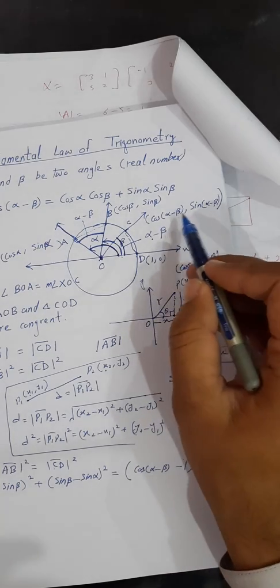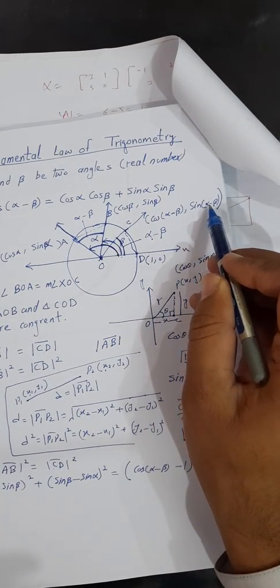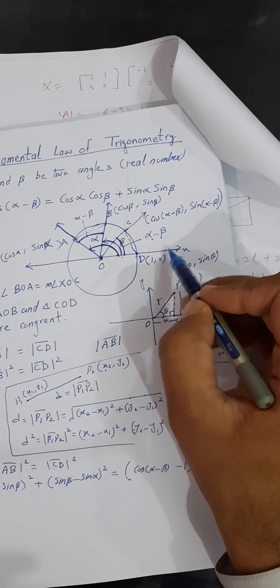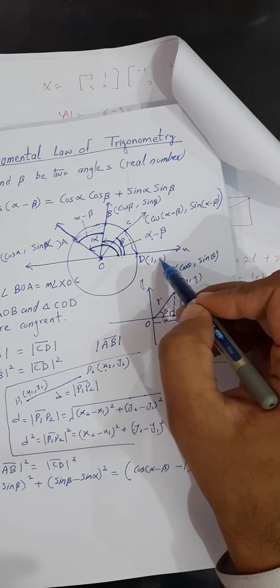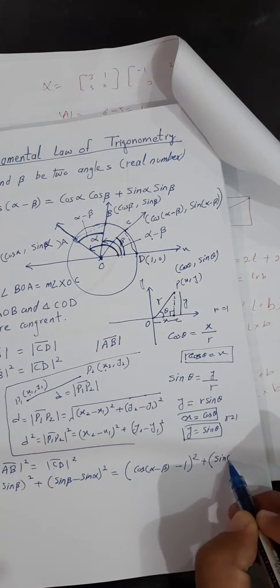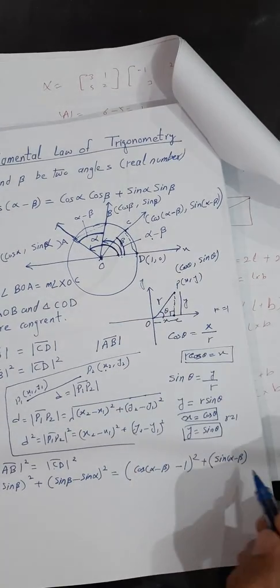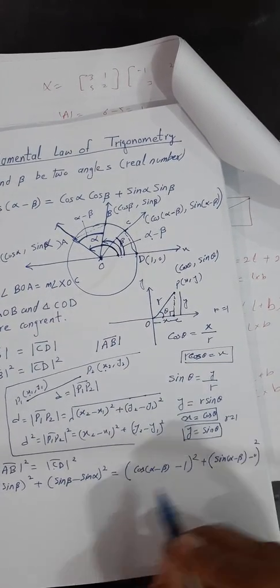What are the y coordinates of point C and point D? The y coordinate of point C is sin(alpha minus beta), and the y coordinate of point D is 0. Therefore, we here write sin(alpha minus beta) minus 0 whole square.